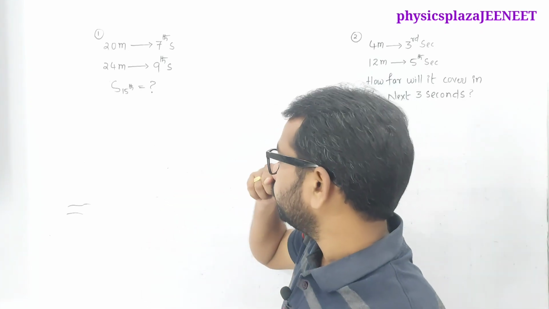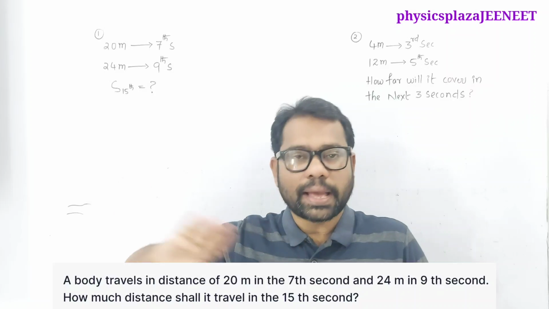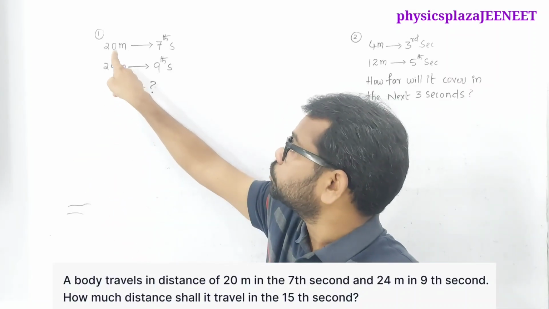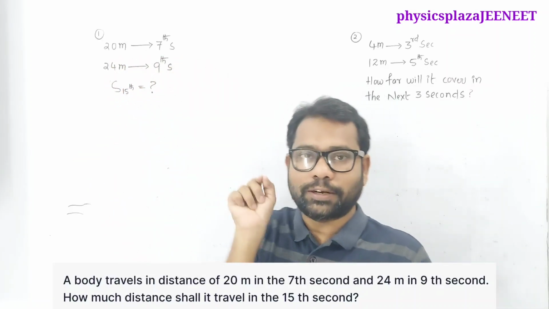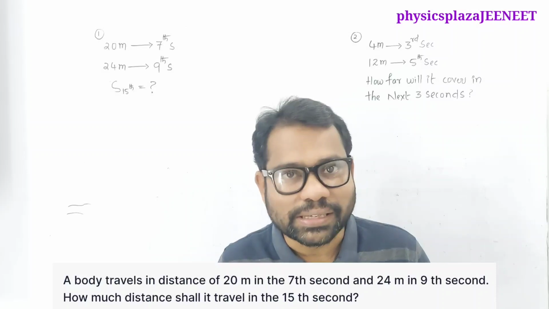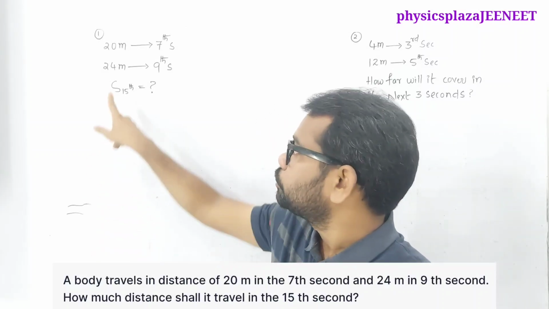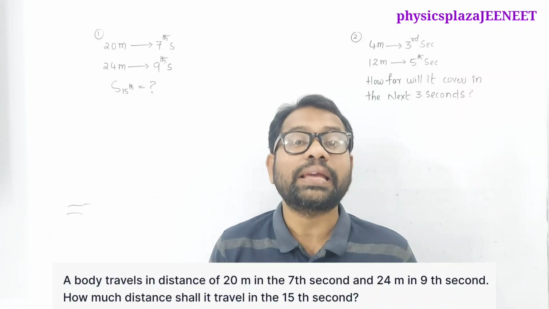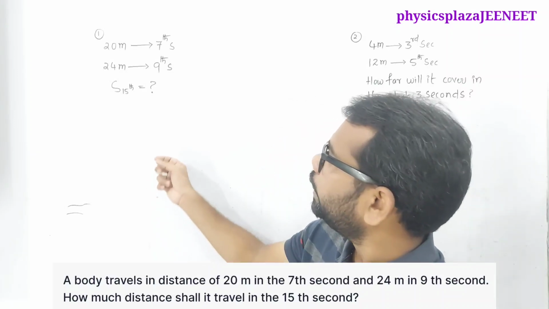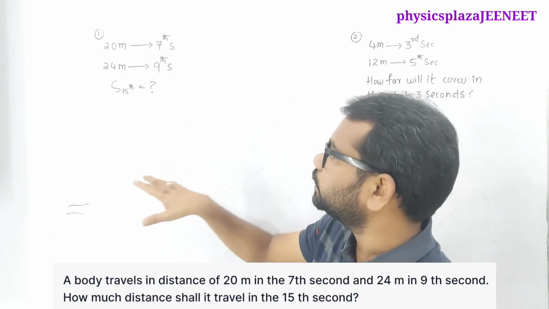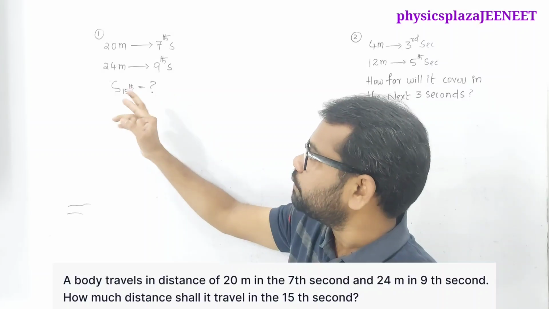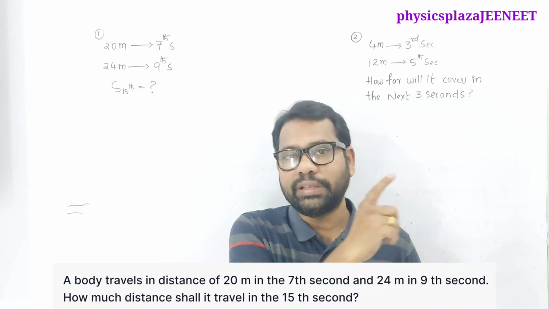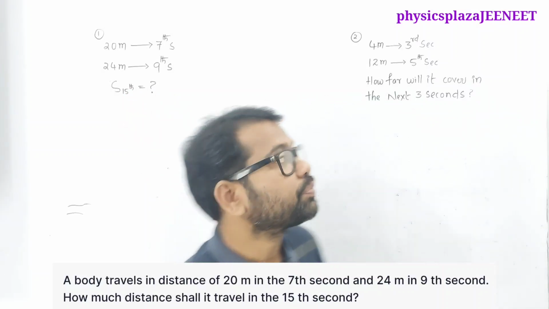Okay. So it is given that a body is uniformly accelerated and it covers 20 meters in the 7th second. 7th second, not in 7 seconds. 24 meters in the 9th second, not in 9 seconds. 9th second. Okay. And then they are asking us to calculate the distance covered in the 15th second, not in 15 seconds. 15th second.